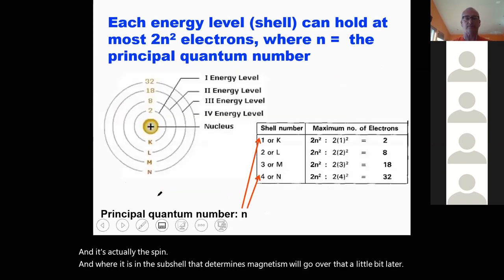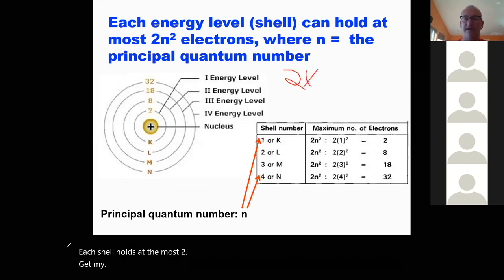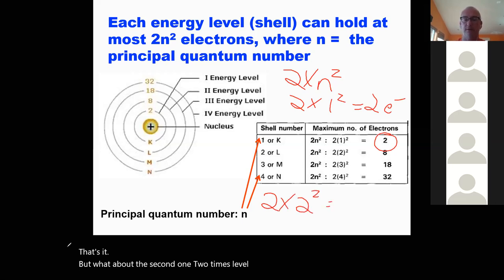So each shell holds at the most two times what shell number it is squared. So at energy level one, we have two times one squared equals two. So the very first shell, we can only put two electrons. That's it. But what about the second one? Two times level two squared equals two times four. Oh, that's eight. So in the second shell, we can hold eight electrons.